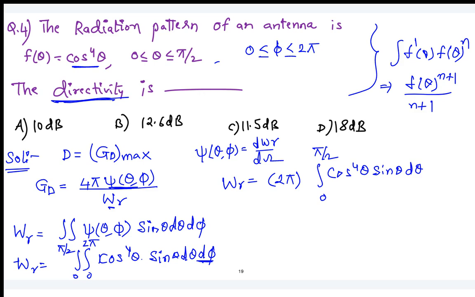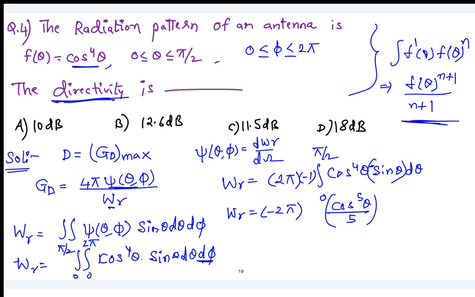So according to that, I can take f of theta as cos theta. So f dash theta can be equated to minus sine theta. Right? So in order to make it in that form, I will multiply with minus 1 and put minus here. So using this formula, straight away radiated power is equal to minus 2 pi into cos power 5 theta divided by 5, from 0 to pi by 2. When you substitute the upper limit, cos pi by 2 is 0, and when you substitute the lower limit, it's minus 1 by 5. So the radiated power is going to be 2 pi by 5.